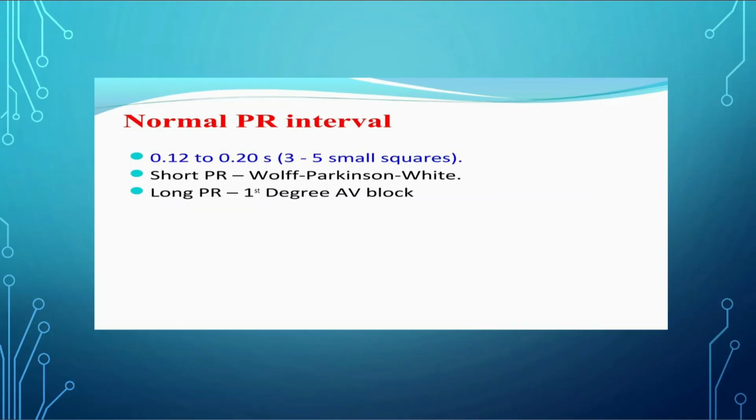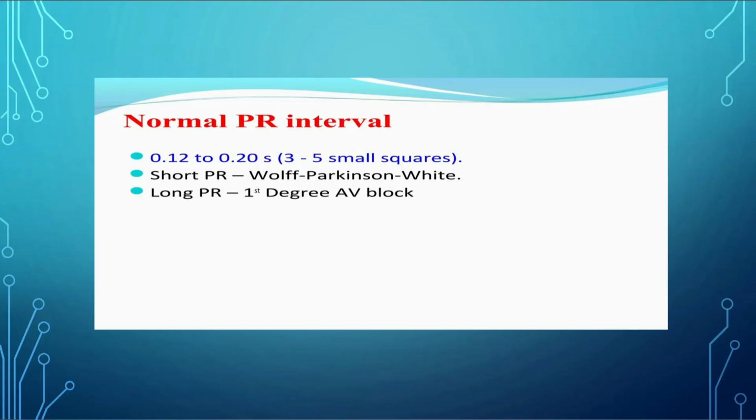Normal PR interval is 3 to 5 small squares, that is 0.12 to 0.20 second. As we have already seen, one small square is equal to 0.04. So 3 to 5 small squares means 0.12 to 0.20 seconds. A short PR interval you will see in WPW syndrome, that is Wolff-Parkinson-White syndrome.